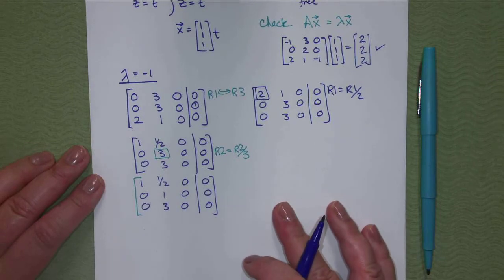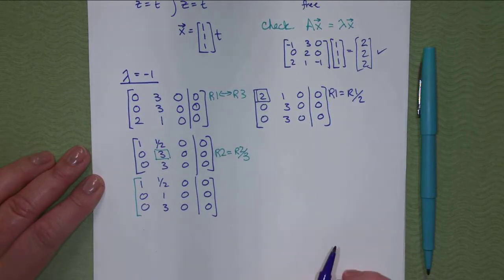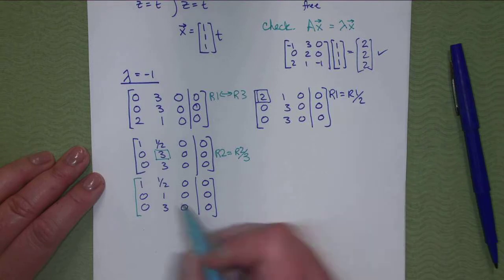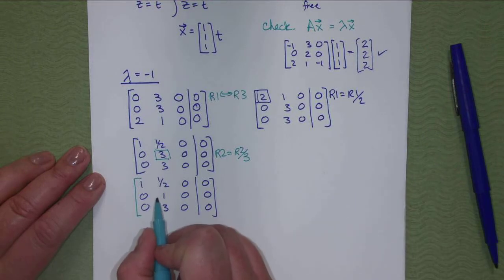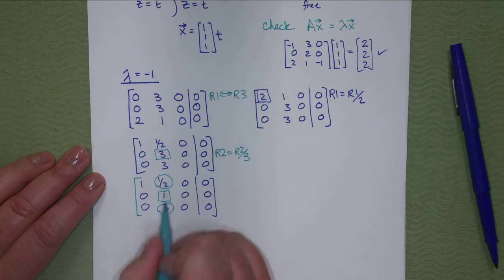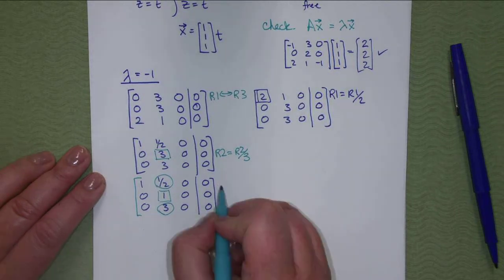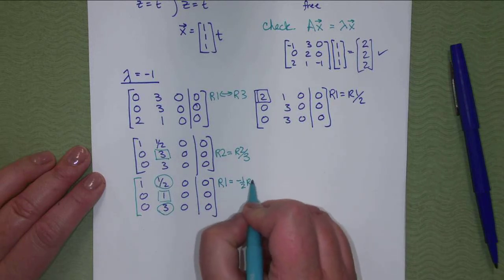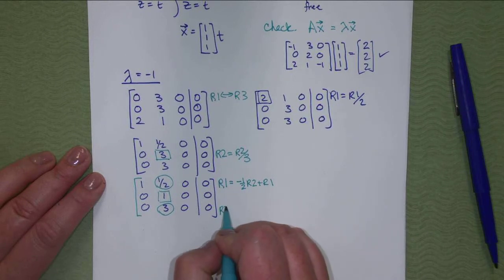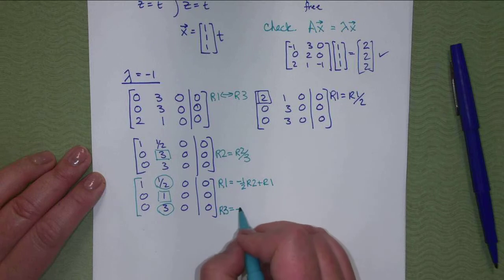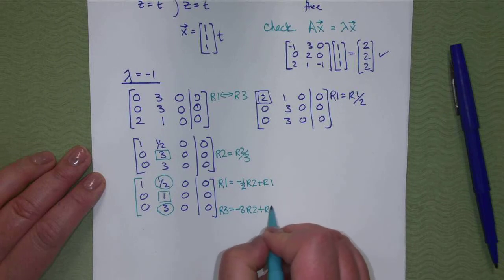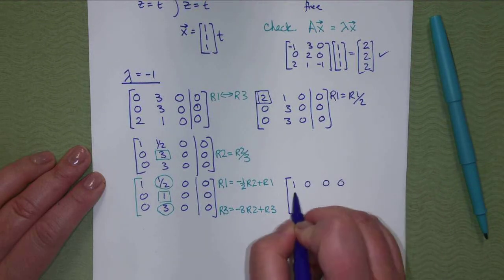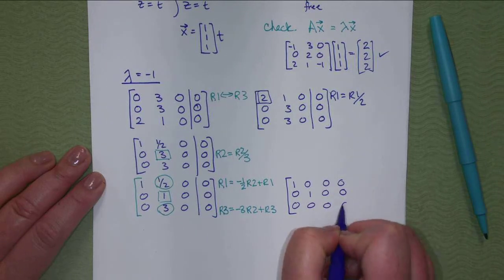Okay. Now what? So this is a 1. And the 3 above and below. Right. So row 1 would be, that's a positive half, so the 1 needs to be a negative half. And here is a 3, so the 1 needs to be a negative 3. And if we do those 2 steps, you get this.